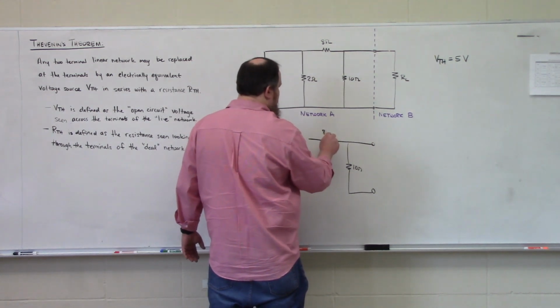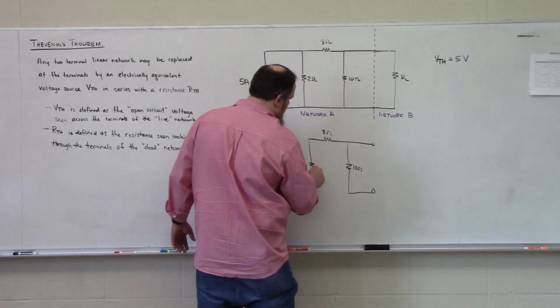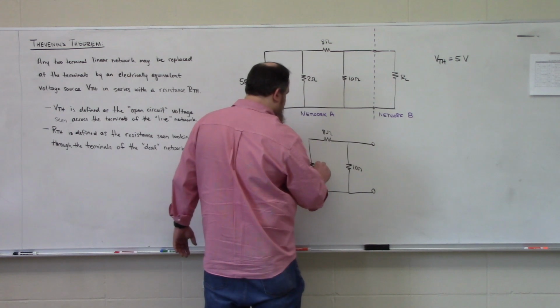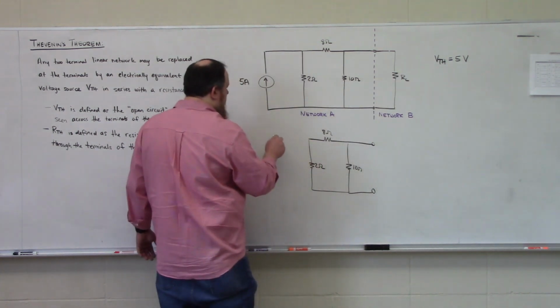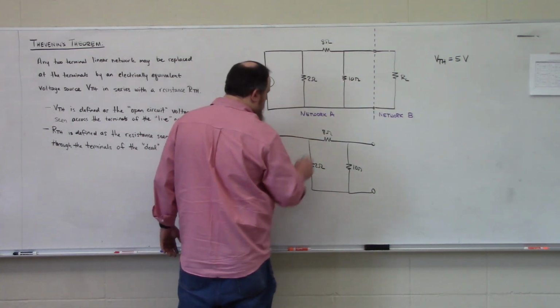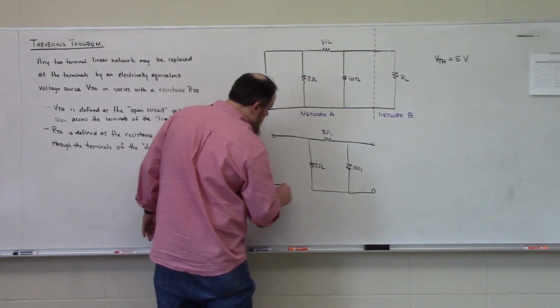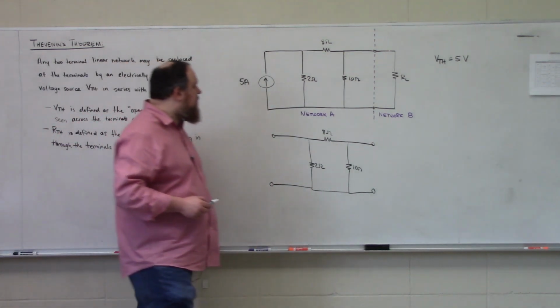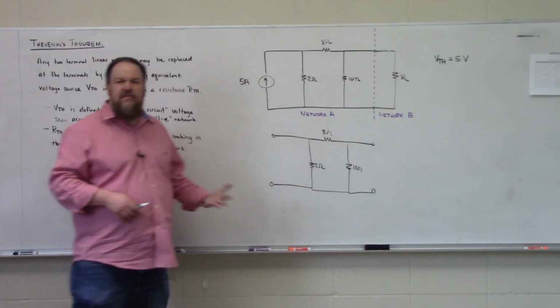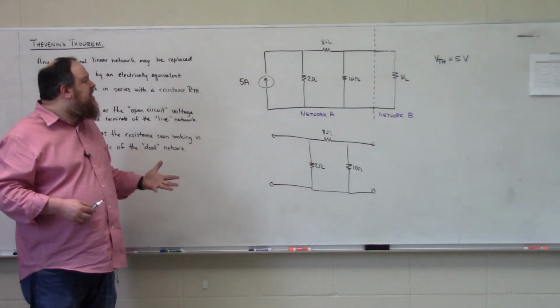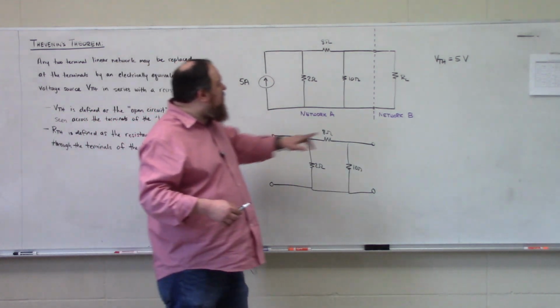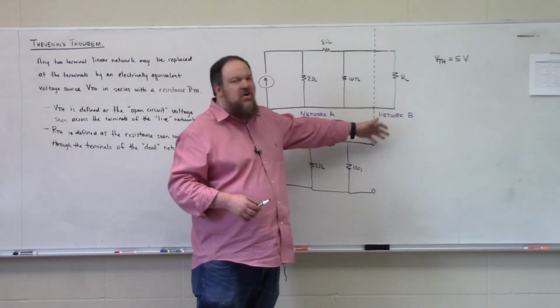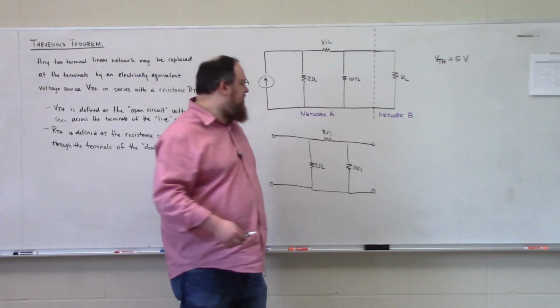Here's our 8 ohm resistor. Here's our 2 ohm resistor. And then our current source, if you recall, turning off a current source means replacing it with a pair of open circuit terminals. So now we have 2 pairs of open circuit terminals. That might be confusing. But remember, we're looking in through the terminals that were created when we disconnected network B.